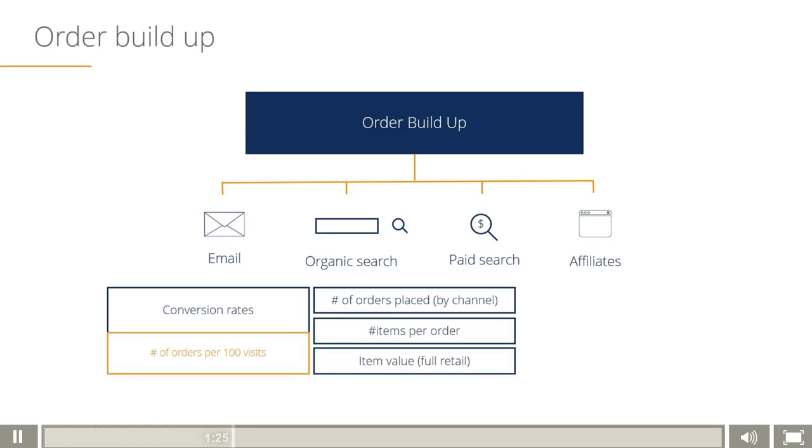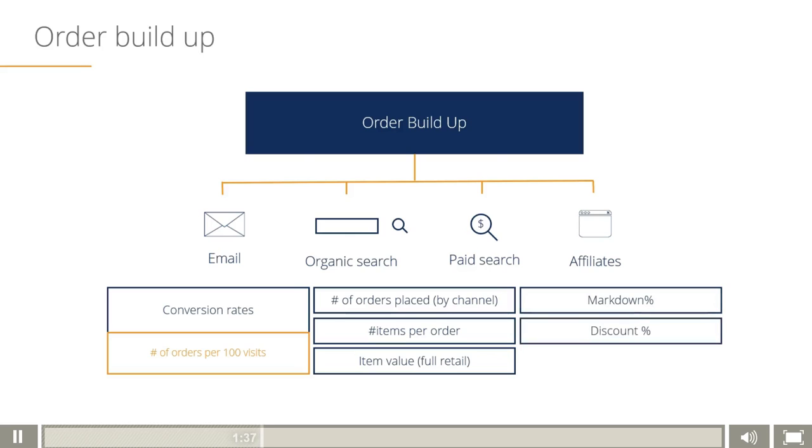And then the item value, the full retail value of the product that's being sold before any discounts or promotions. We'll then make an assumption about markdowns that will be made on items and discounts that will be made on any items. This will allow us to arrive at a net order value. And then we'll make an assumption about the product margin that we're going to be selling it for. So all of these assumptions combined, all of these boxes in blue, will drive our order buildup and will flow into the financial section of the financial model.